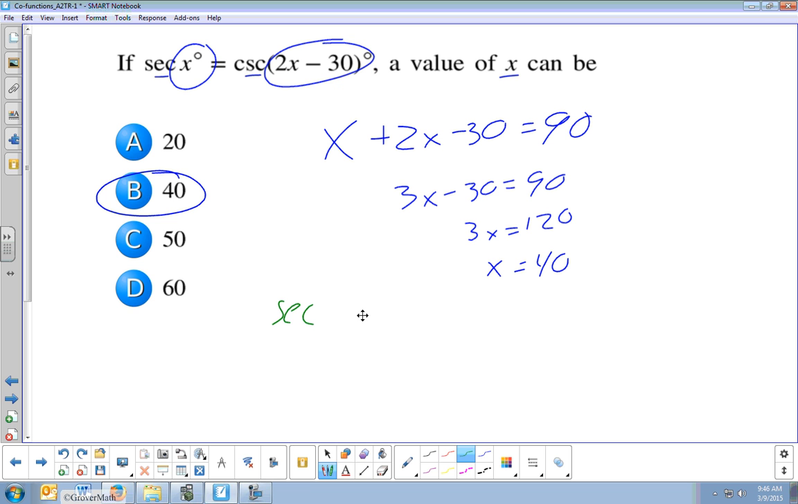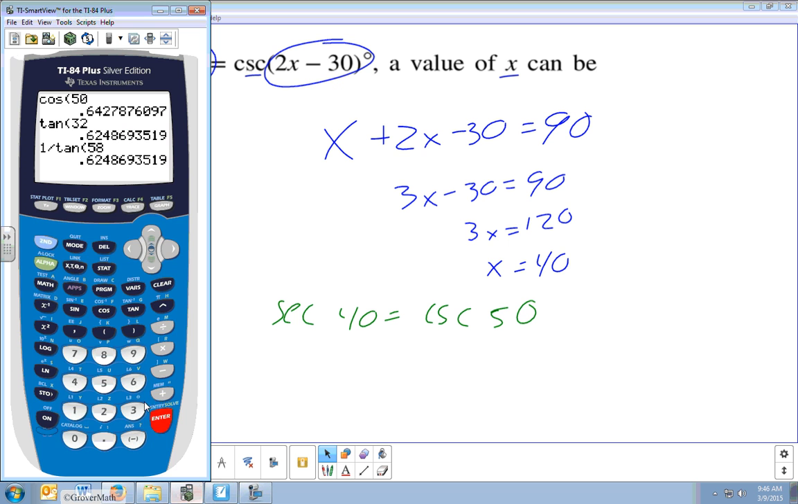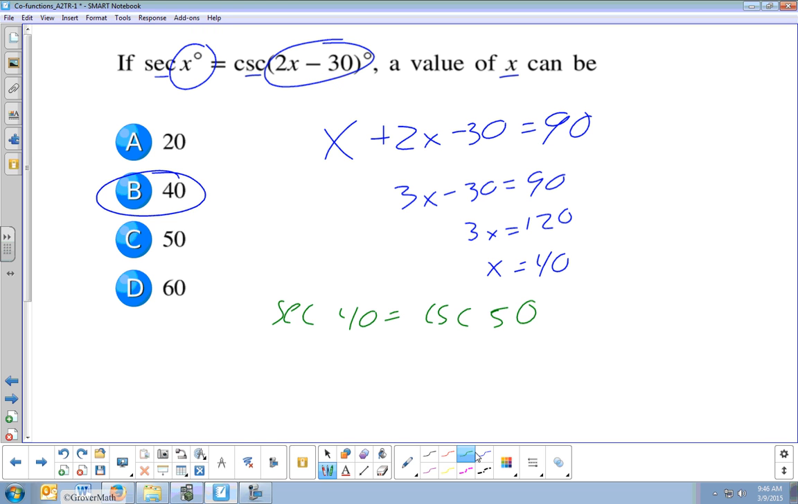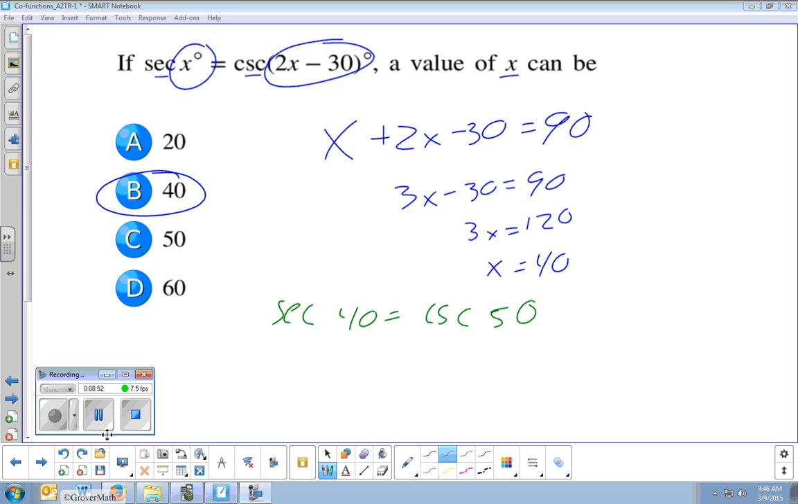Let me just check it. That would be secant 40 equals cosecant of 2 times 40, which is 80, minus 30 is 50. I see that these angles do add to 90, but again on my calculator, 1 divided by cosine is how we type in secant, and 1 divided by sine is how we type in cosecant. And again, they do match up, so I have confidence my answer is correct. And that is it.